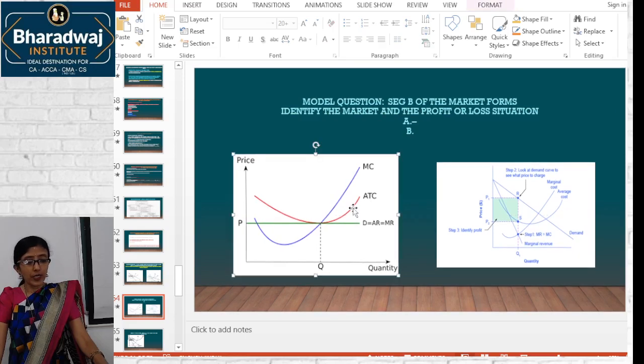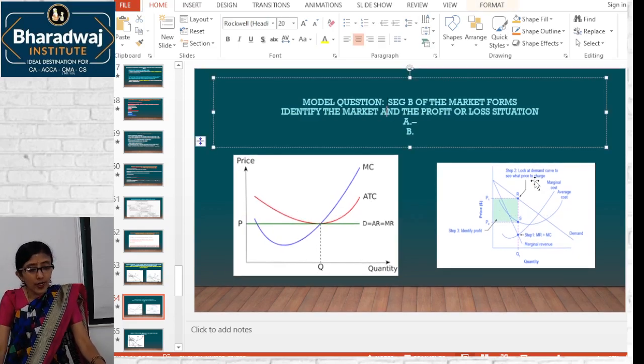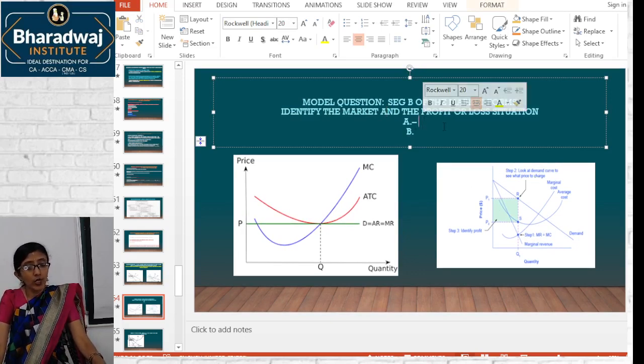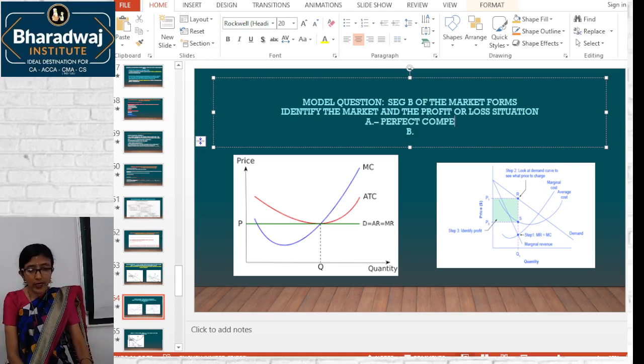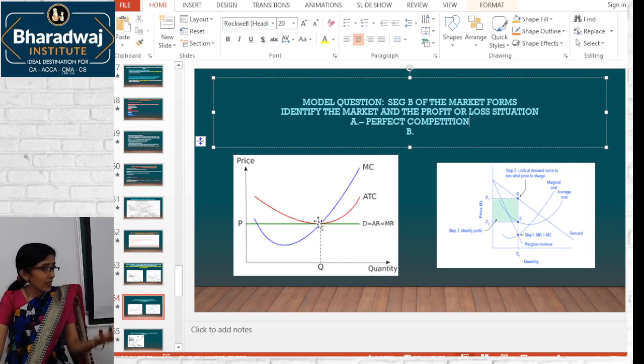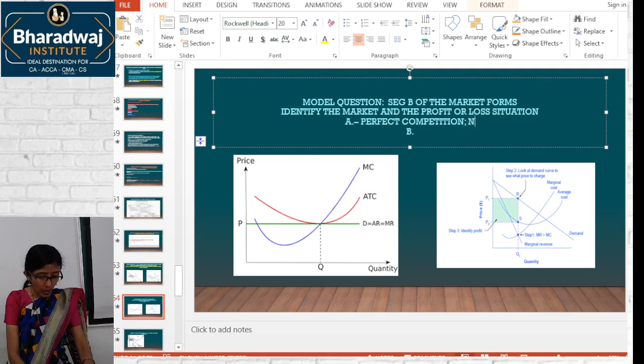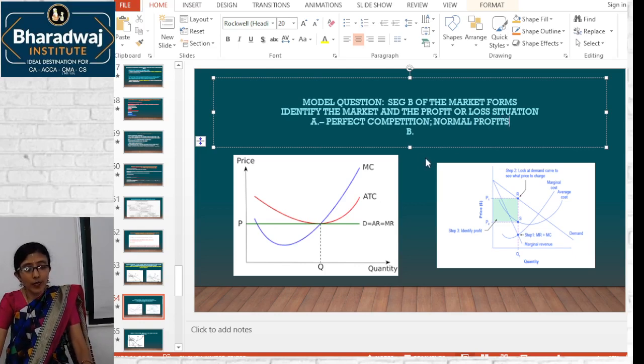Graph A, graph B. Do you see the graph? What is the answer? Graph A is what? Very good. Perfect competition. Okay. What is the situation there? Why normal profit? Because AR is equal to ATC. There is no difference. Very good answer and good attempt. Normal profits. Okay. Graph B.